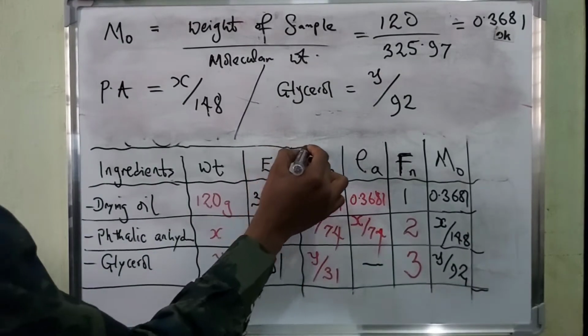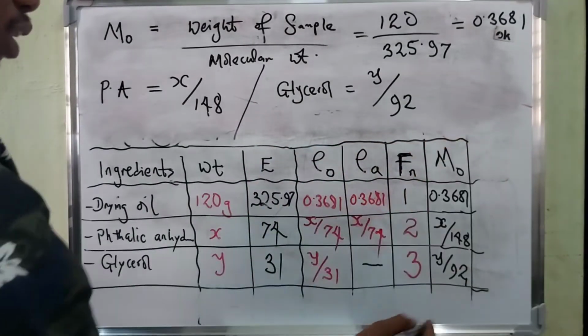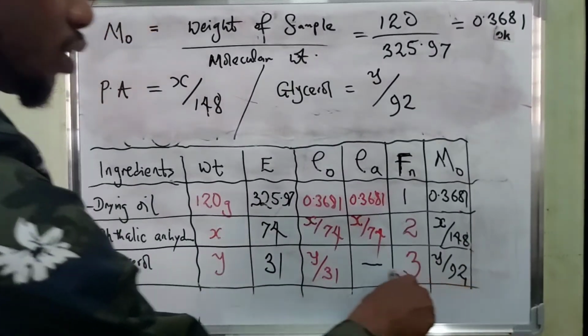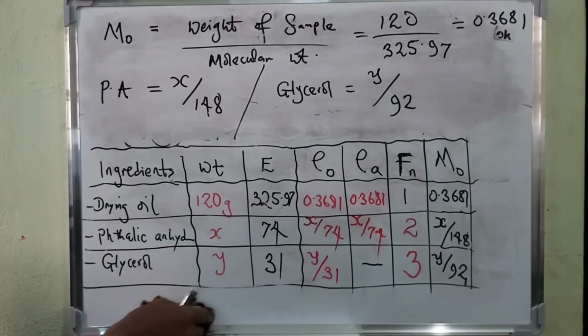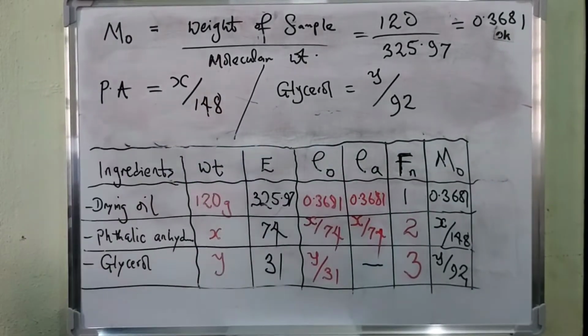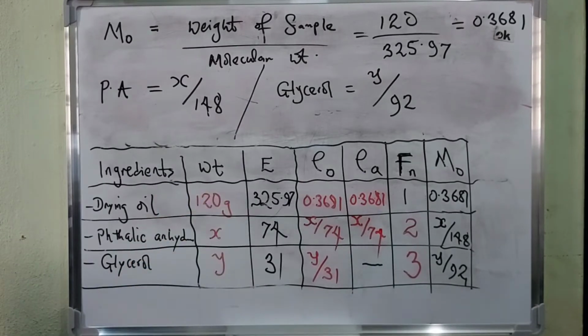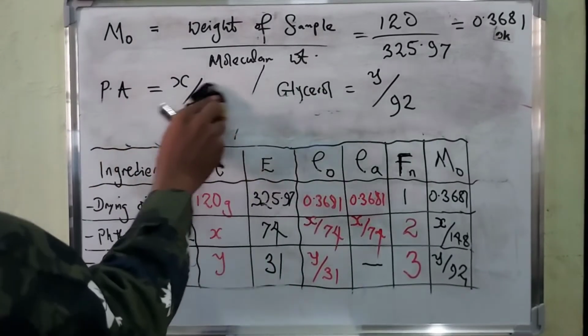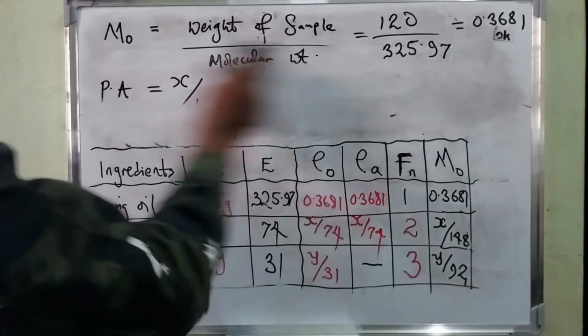So this is how you prepare the table for the 40% alkyd resin. The same thing goes for the 50% and 60% respectively. The only difference is your weight in gram and the calculations that come forth. So now from here we're going to be determining what is called the Alkyd constant. The formula for the Alkyd constant, which we would also be determining.